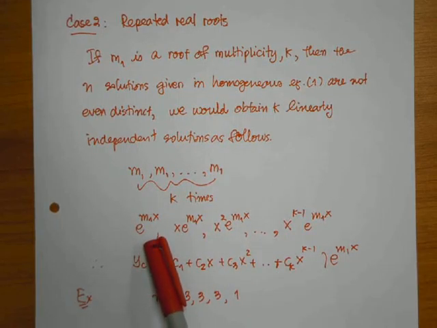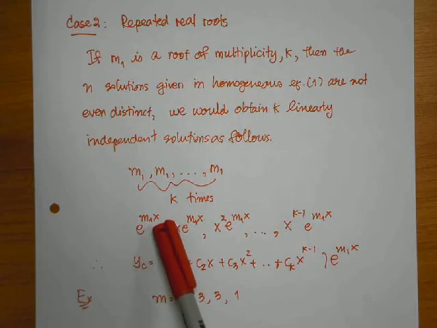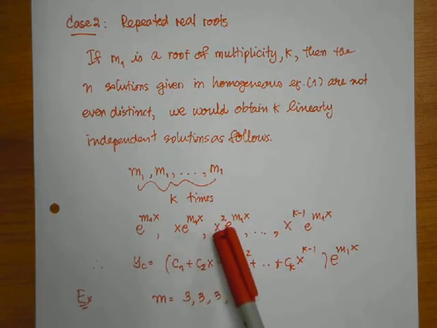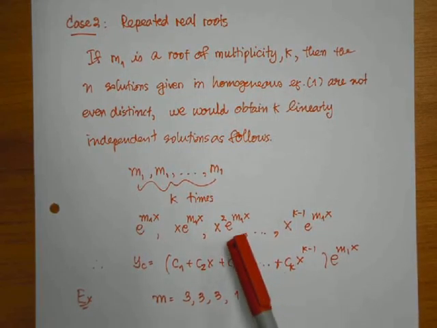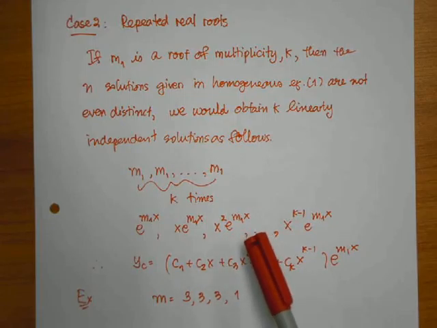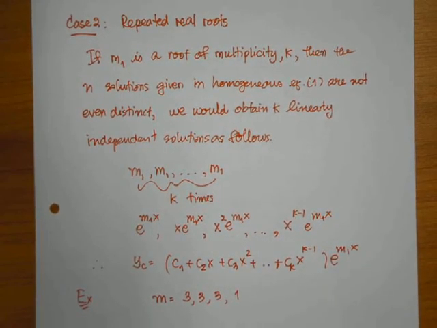The first one is in the term of exponential of m1x. The second term is x exponential of m1x. And the third term is x to the power 2 times exponential of m1x. And the last term, just go like this until the last term is x to the power k minus 1 times exponential of m1x. So these k terms are linearly independent of each other.